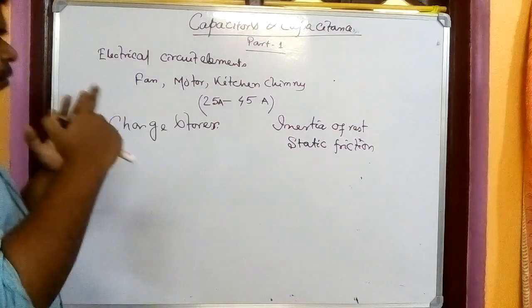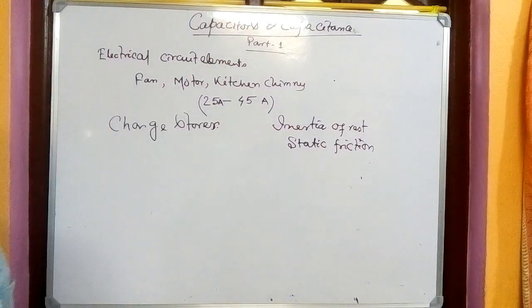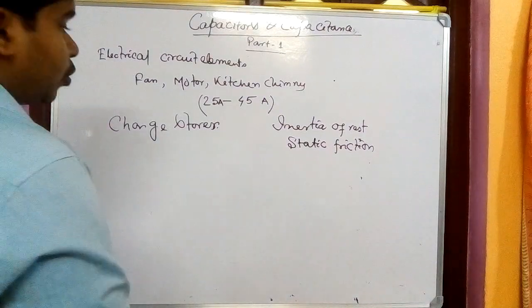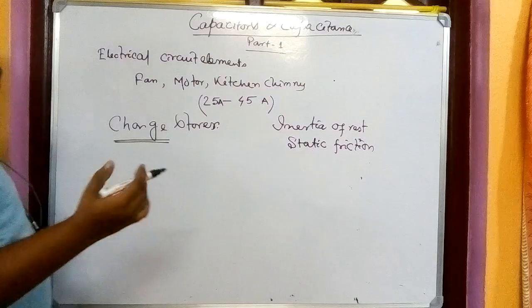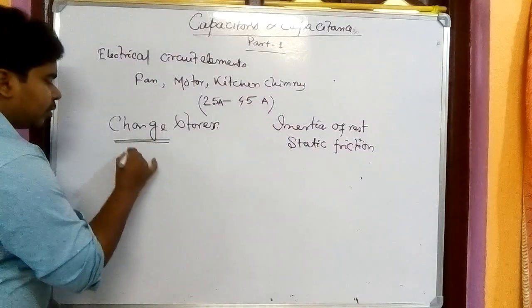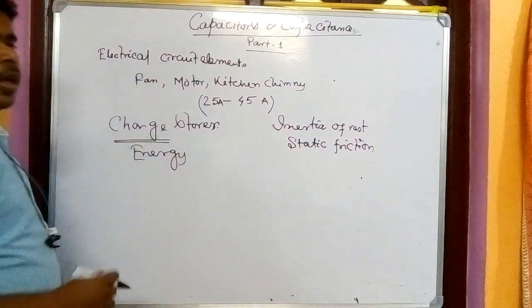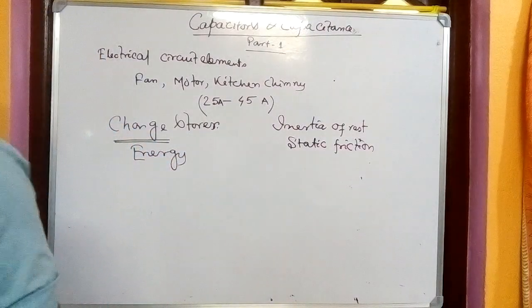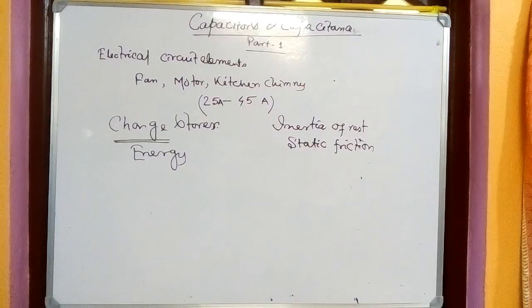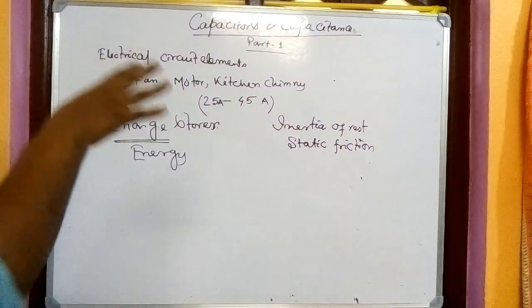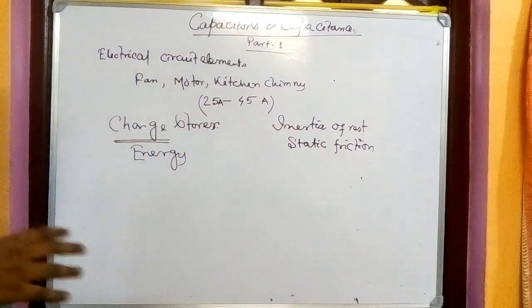But to start, a huge amount of current is needed, and for that reason one instrument is used, known as a capacitor, which is used as a charge storer. Charge here means, we can say, energy. It stores some energy, and whenever you switch it on, this energy is distributed to whatever instrument it is used with. So that is the preliminary idea of a capacitor.